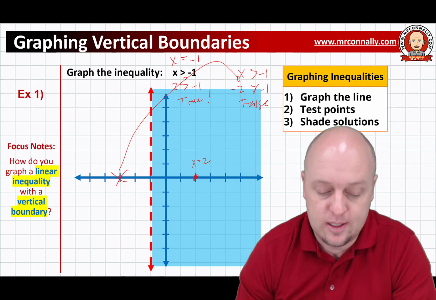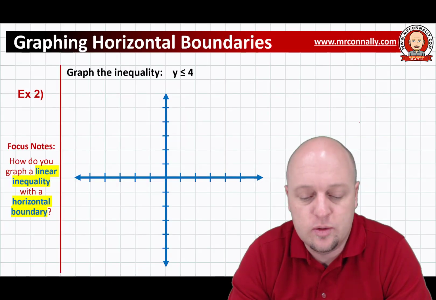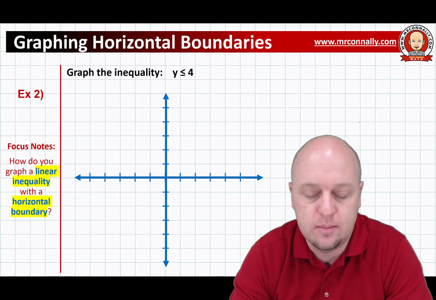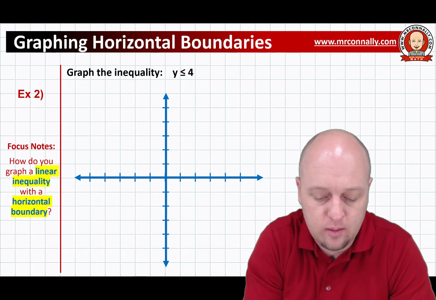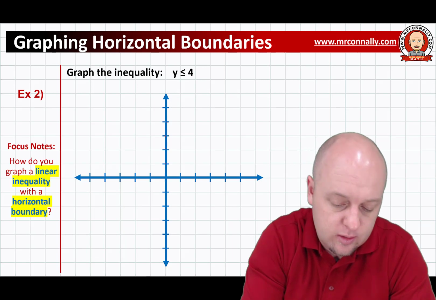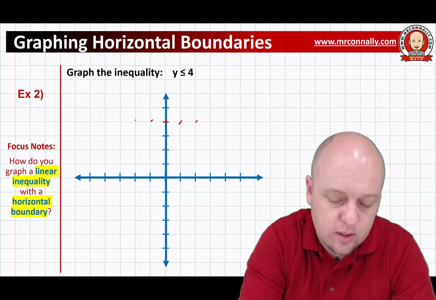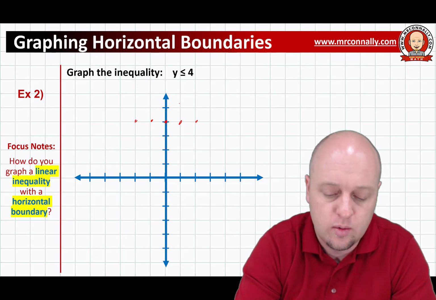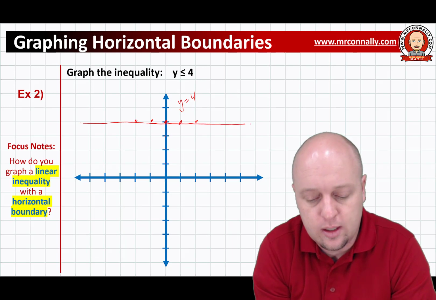You ready? Let's move on to the next one. Now, what if I had y is less than or equal to 4? We're going to look at a horizontal boundary this time. So 4 would be 1, 2, 3, 4. Here's a y value of 4. Also, here is 1, here's 1, here's 1. Those are all y values where y equals 4. So that means we would have a solid line that goes through here.